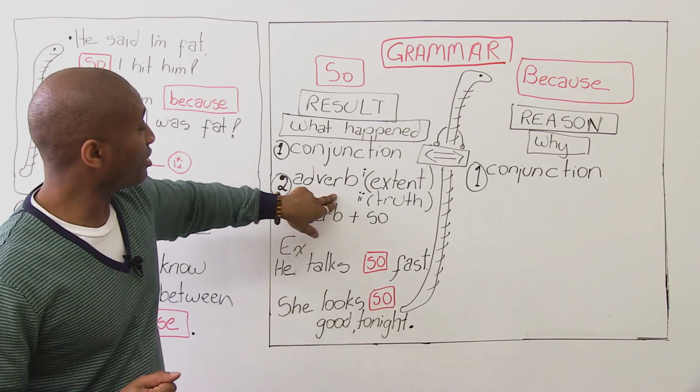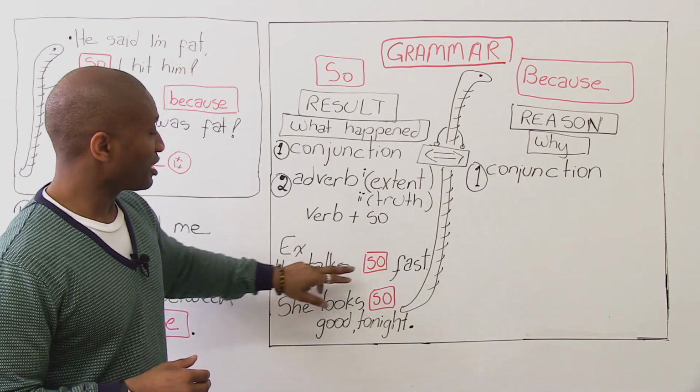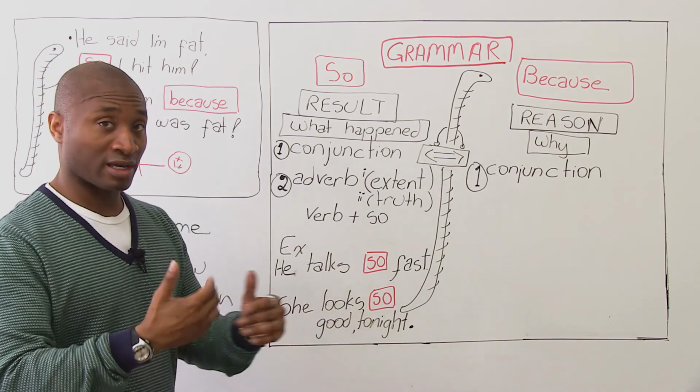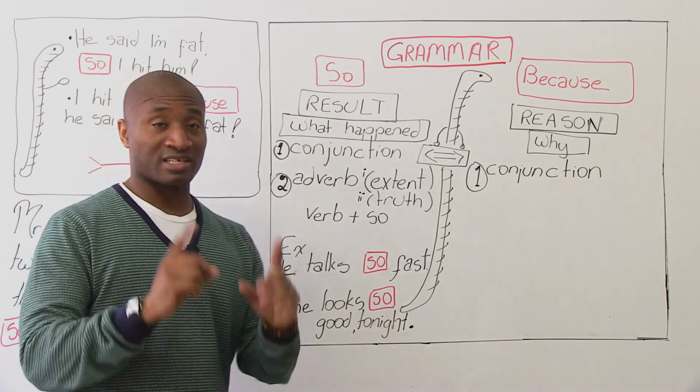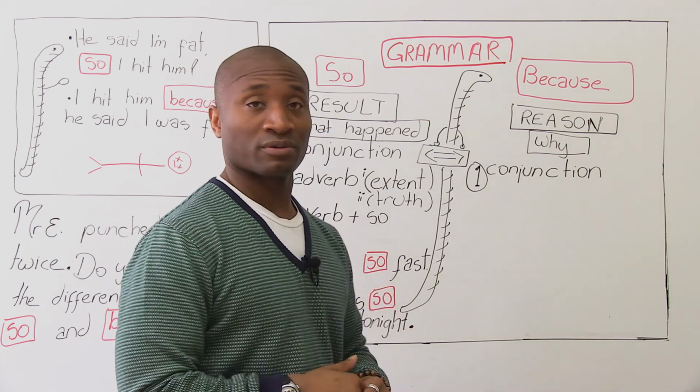But it can also be an adverb, modifying a verb, so verb plus so, saying how fast, how slow, how high, how low. Or we can use it in a statement or a phrase, I thought so, I think so, to talk about truth. You like that?